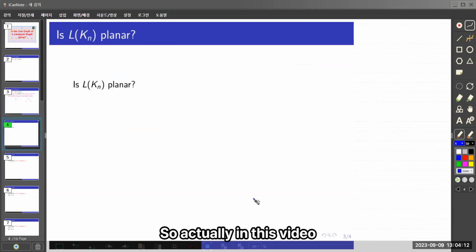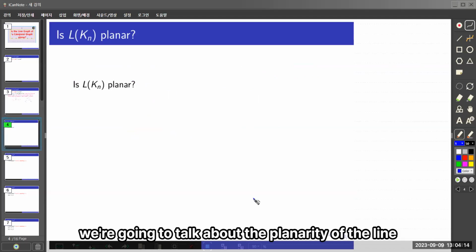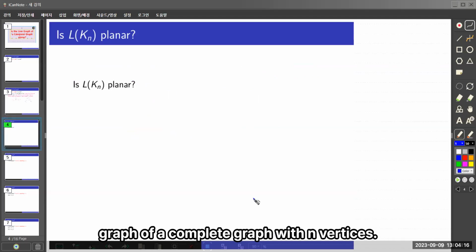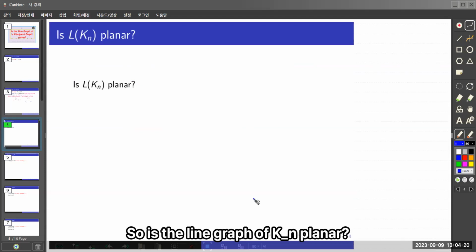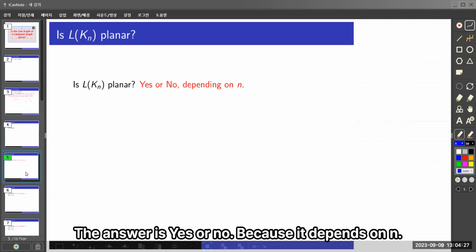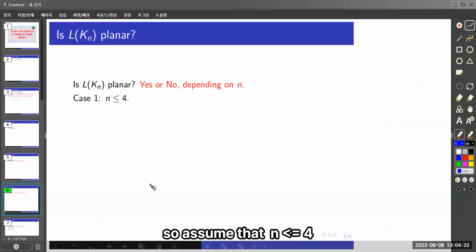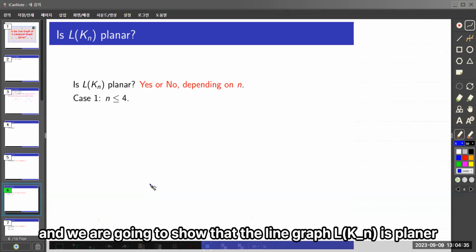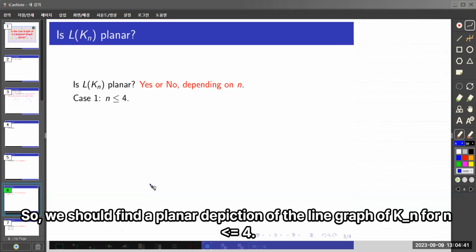Actually, in this video, we're going to talk about the planarity of the line graph of a complete graph with n vertices. So is the line graph of K sub n planar? The answer is yes or no, because it depends on n. So assume that n is less than or equal to 4, and we are going to show that the line graph, L K sub n, is planar.